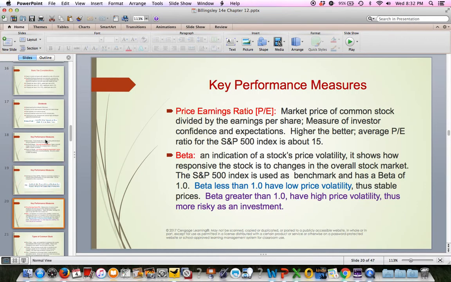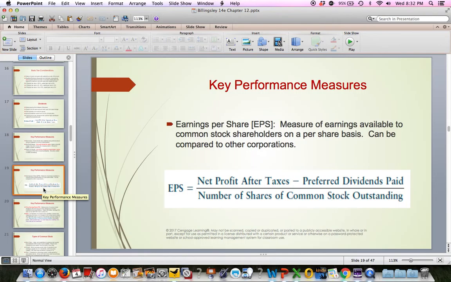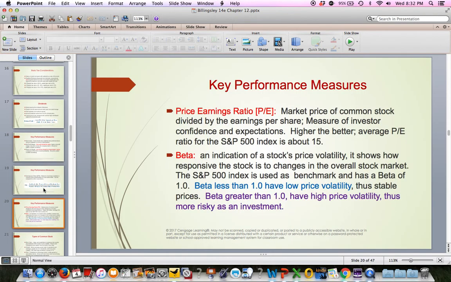A really good ratio that investors like to look at is what's called the PE ratio, price to earnings. What this does is it's a market price of stock divided by earnings per share. So the previous screen, the earnings per share, we just take market price divided by earnings per share, and that gives us the PE ratio. And what this means is it's a measurement of confidence and expectations that investors have about a company. The higher this ratio, typically the better, although a ratio can be too high.